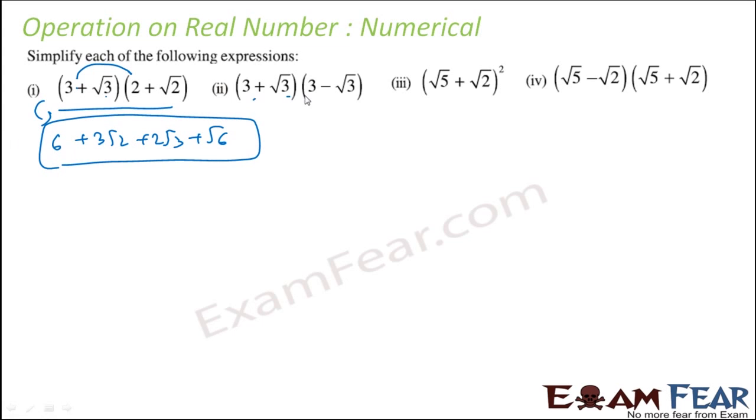Let's take this. A plus b, a minus b. This becomes a square minus b square. A is 3. 3 square minus b square, that is root 3. B square, that is root 3 square. 3 square is 9. Root 3 square is 3. You solve it, you get 6.